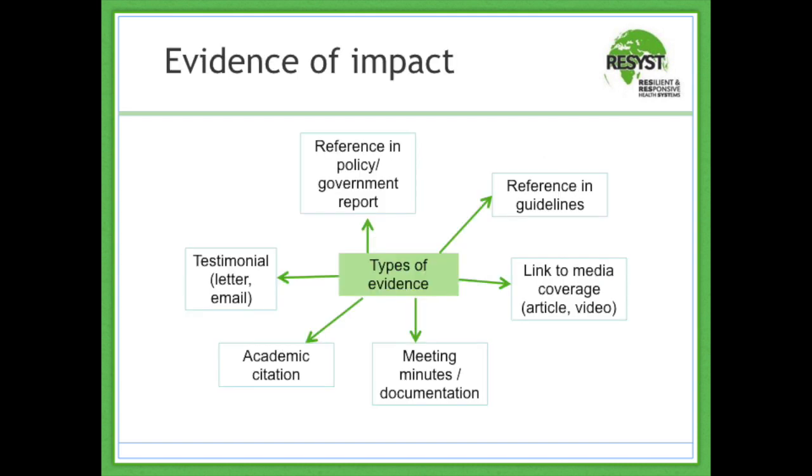Of course, it is important to collect evidence of impact, and this is almost always easier done during the project than retrospectively. This chart shows some of the different kinds of evidence that can be used. One of the most common types of evidence used to prove impact is testimonials, for example, a personal account, a letter, or an email that mentions the impact of the research. Other examples include a reference in a policy or government report or in implementation guidelines, media coverage about the research and its impact, such as a news story, an article, or a video, or a mention of the research in notes or minutes from a committee meeting.